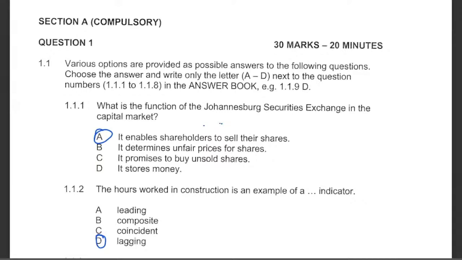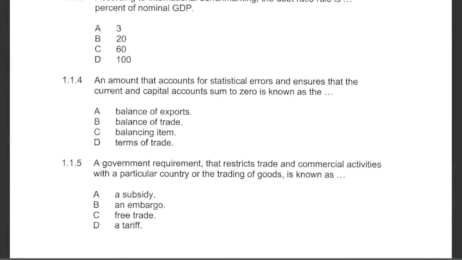So now let's move on to the next question. The next question that we have is 1.1.3. It reads as follows: According to the international benchmark, the debt ratio is supposed to be 100% of the nominal GDP. So it means that our appropriate answer in this regard is going to be D.